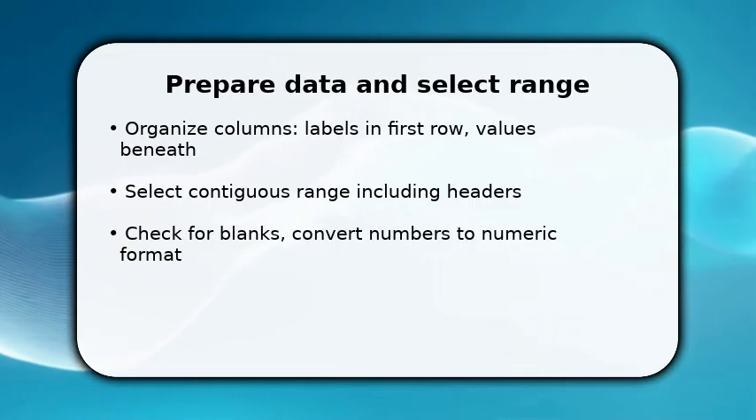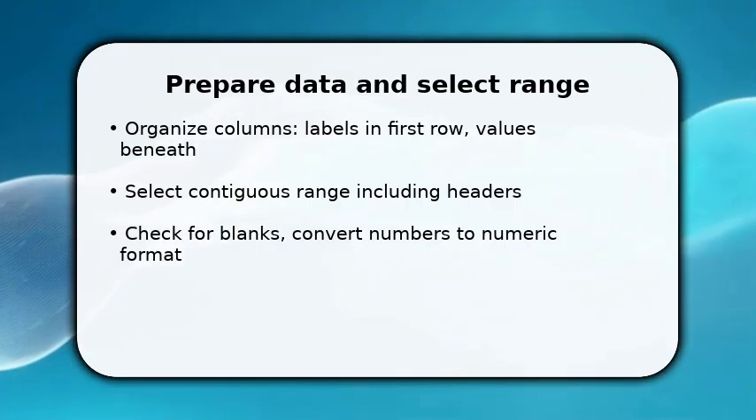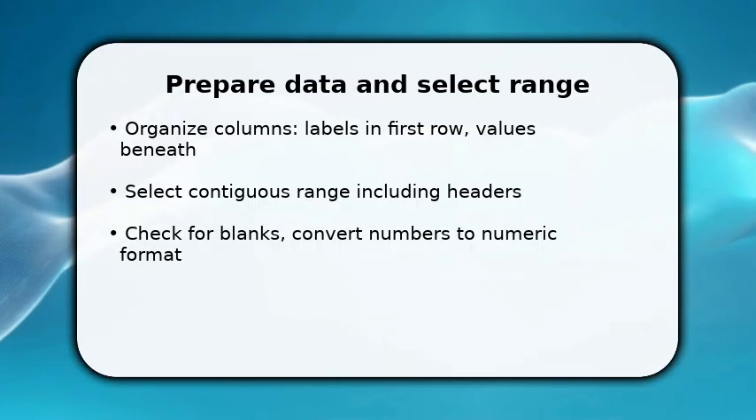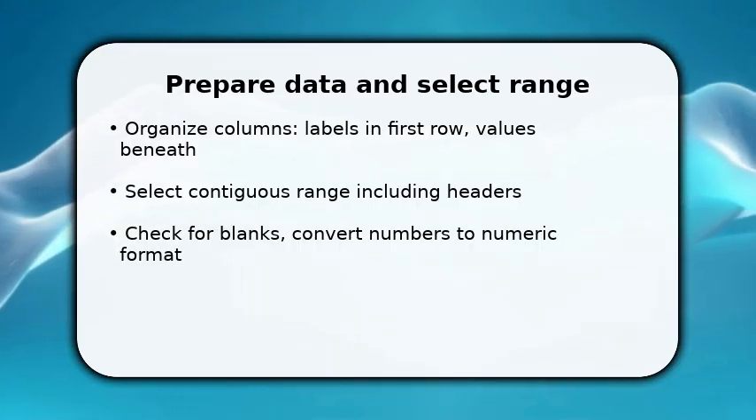Make sure there are no stray blank cells or text formatted numbers because charts reflect raw data types. If you see text numbers, convert them to numeric to avoid misplotted points. This step prevents surprises later and speeds the charting process.